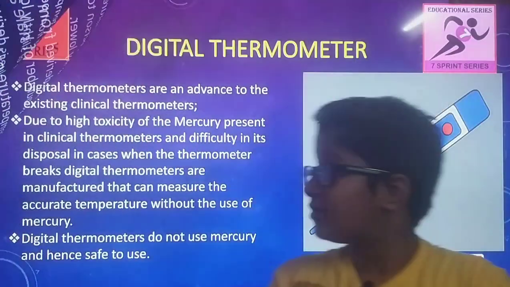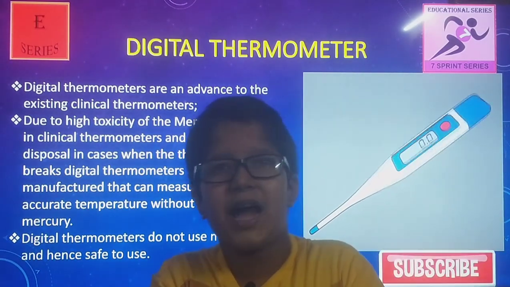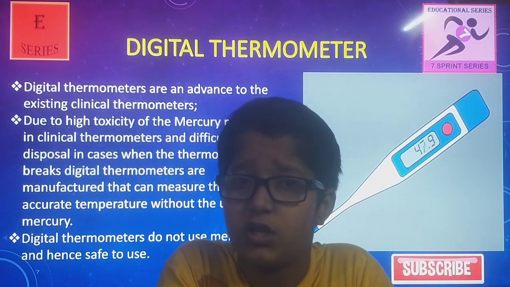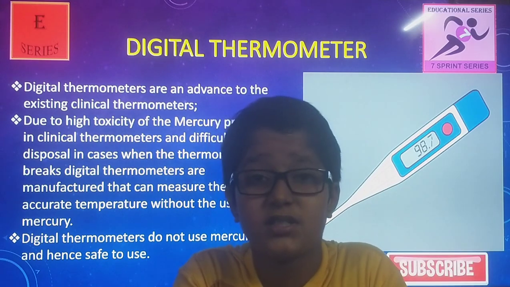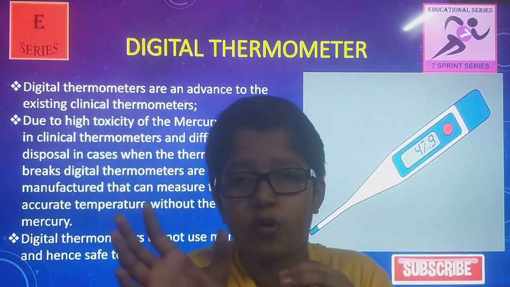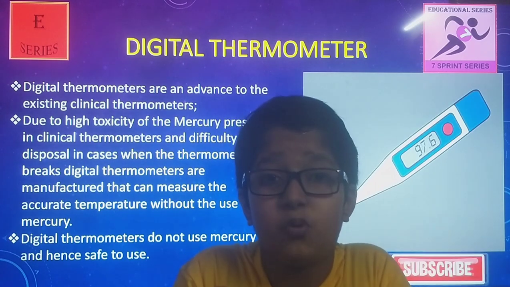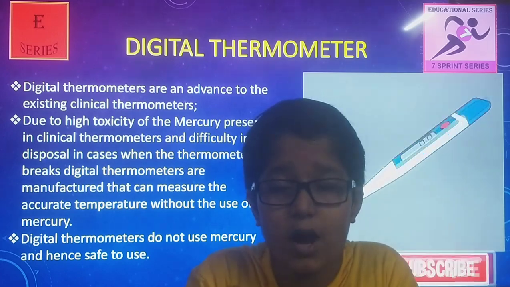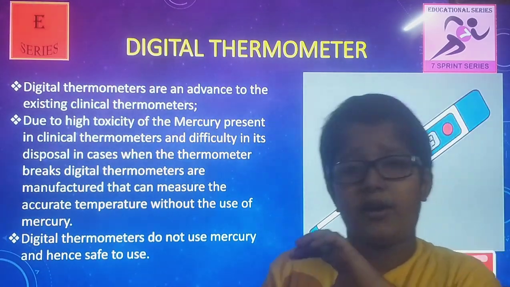Now comes our digital thermometer. Now you can see that there are some disadvantages with the clinical thermometer, because it has mercury inside it, which grows, as I have told you, shiny like a thread, but that is very toxic and it cannot be disposed of easily when broken or thrown in your house. So that kind of thermometer is not recommended.